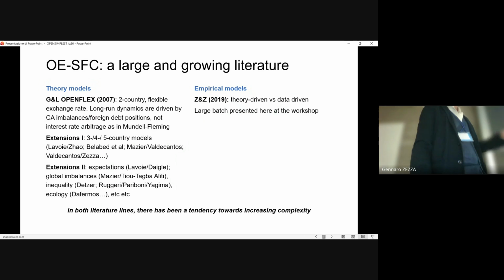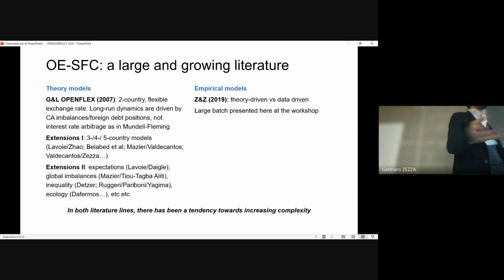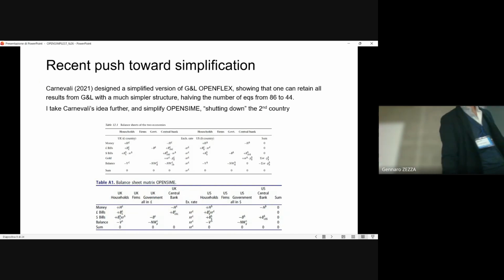And the same can be said about empirical models. So we have, in both streams of literature, a push toward increasing complexity in what we're doing. But this, again, can be dangerous, especially from a pedagogical point of view. So what I do in this paper is that I take Carnevale's challenge to simplify this model further.